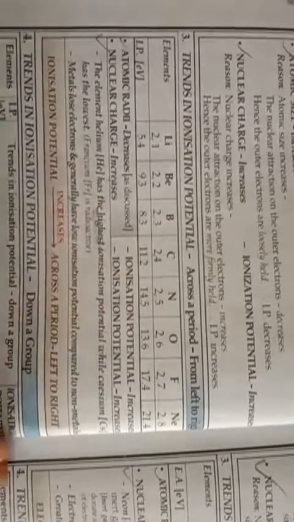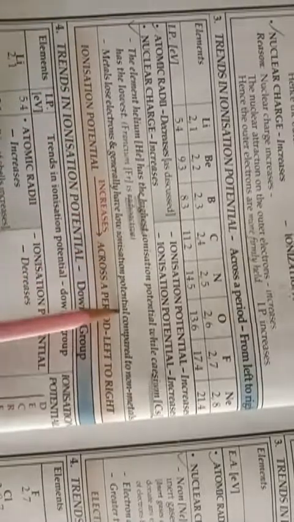The element helium has the highest ionization potential while cesium has the lowest. So underline these two elements. These elements can be asked to you. Lowest, why? Because francium is a radioactive element, so francium is not included in regular elements. So cesium will be with the least ionization potential value, and helium with the highest ionization potential value. Metals lose electrons and generally have low ionization potential compared to non-metals.